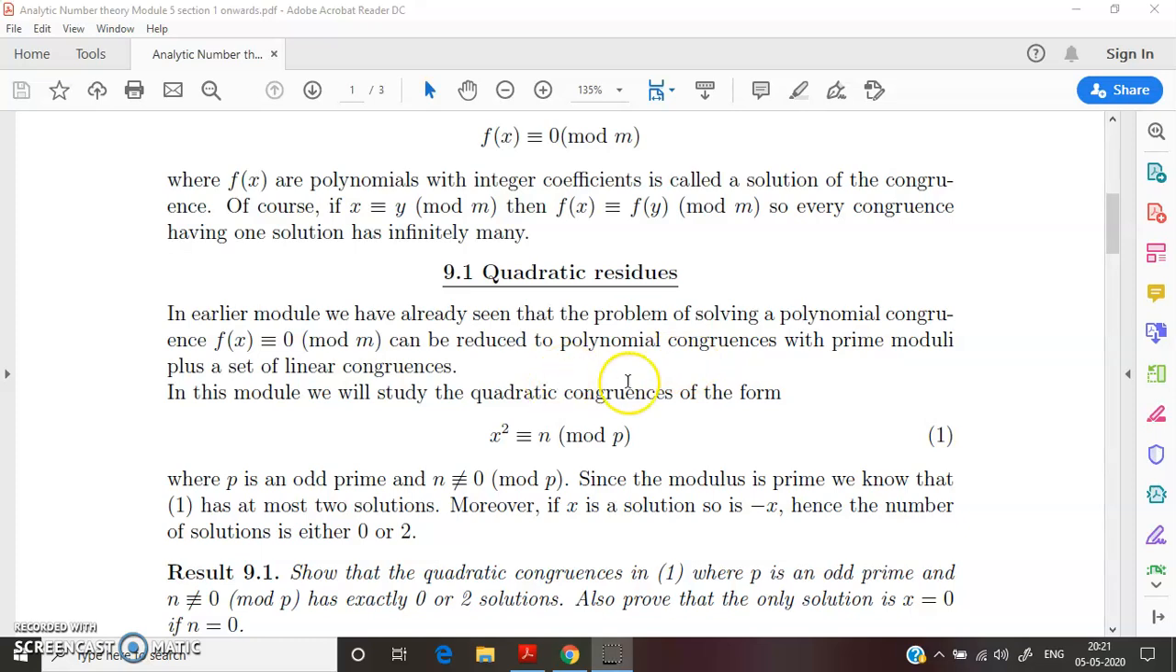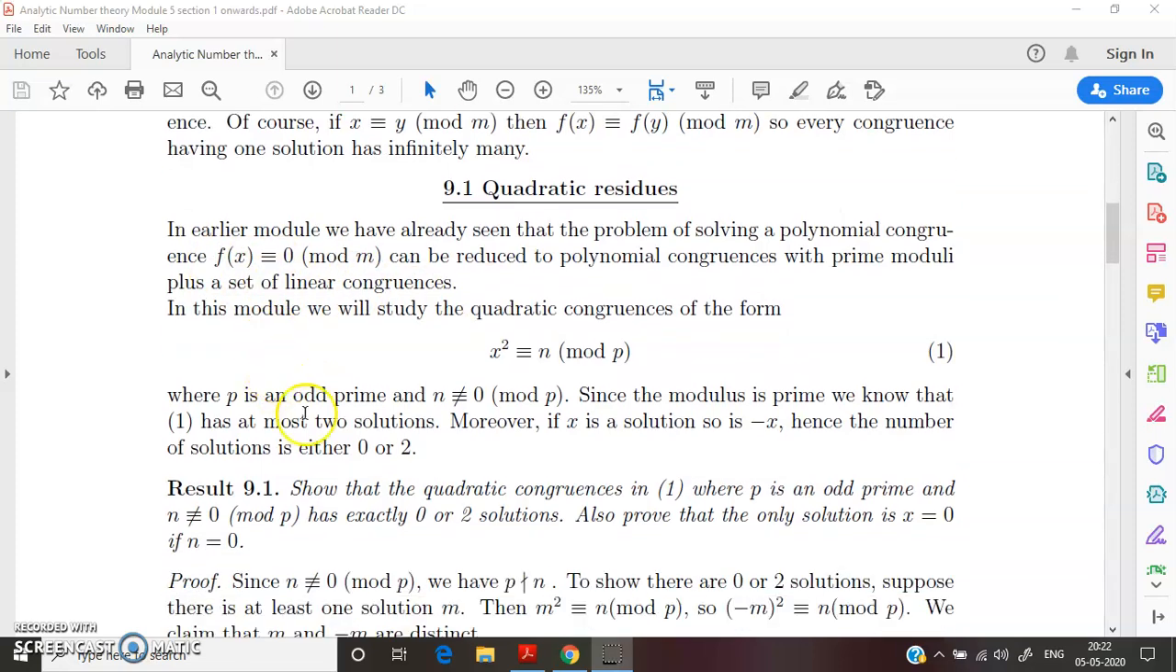In an earlier module, you have already studied that the problem of solving a polynomial congruence f(x) ≡ 0 mod m can be reduced to a polynomial congruence with prime moduli plus a set of linear congruences. This is what you studied in the fifth chapter. Now we will be studying the quadratic congruence of the form x² ≡ n mod p, where p is an odd prime and n is not divisible by p. Here note that p is an odd prime and n is not congruent to 0 mod p.